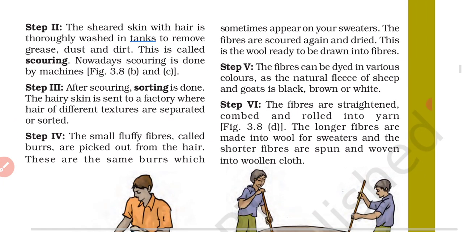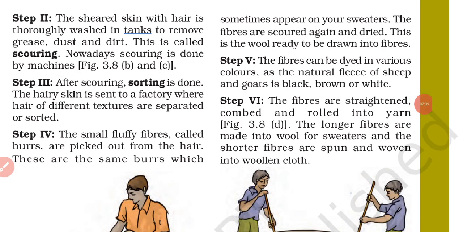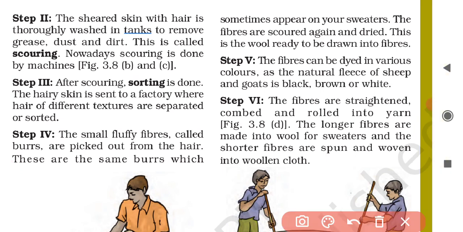Next step is scouring. Step number 2. Now the sheared fleece, or we can say the sheared hair, basically we'll say sheared fleece only. This sheared fleece of the sheep, which was cut off in the first step, can contain dust, right? It can contain dirt also. It can contain grease also. The sheared fleece of the sheep can contain dust, dirt, grease, or even sweat.